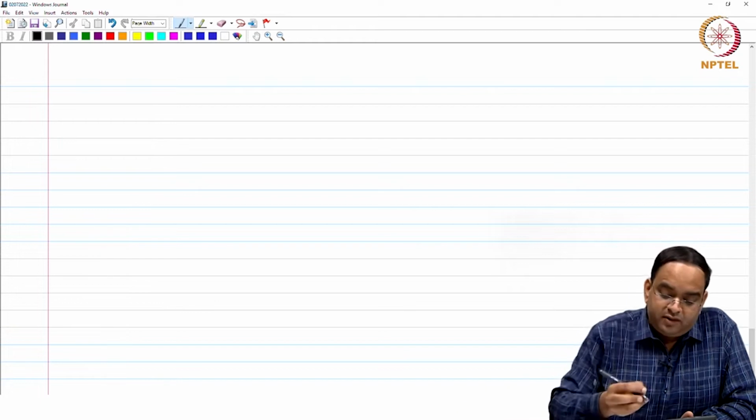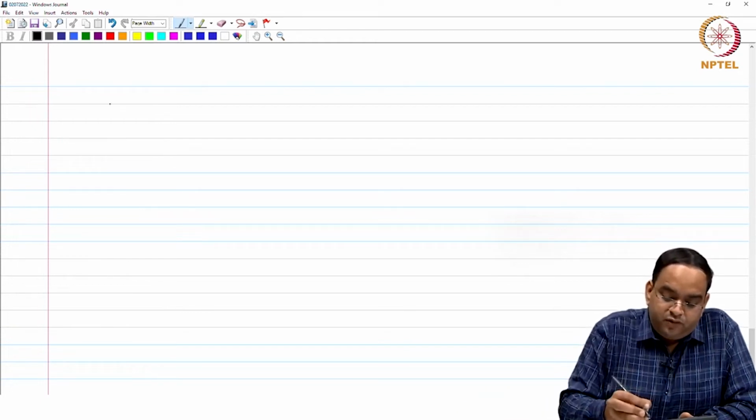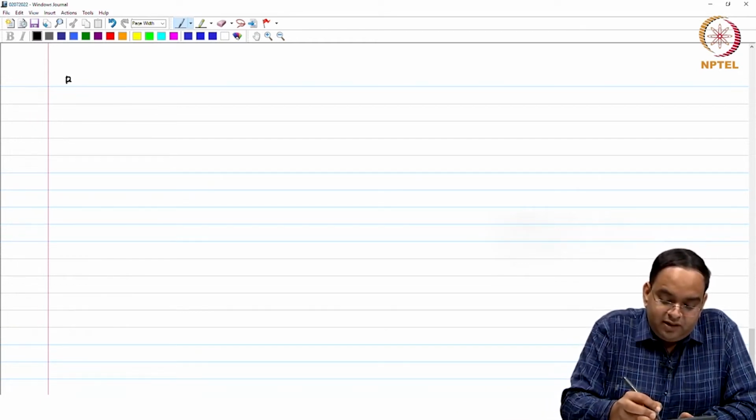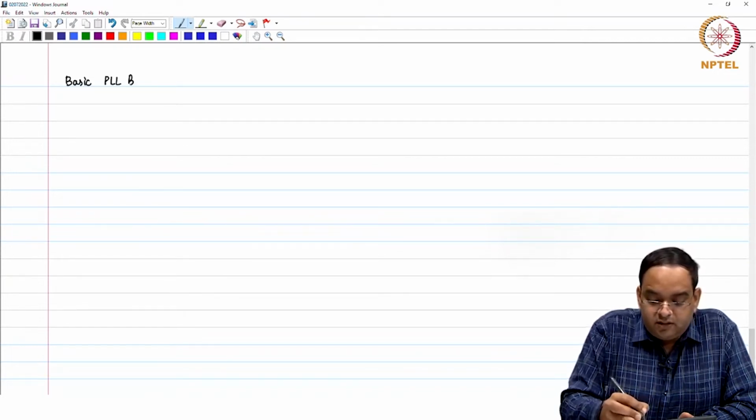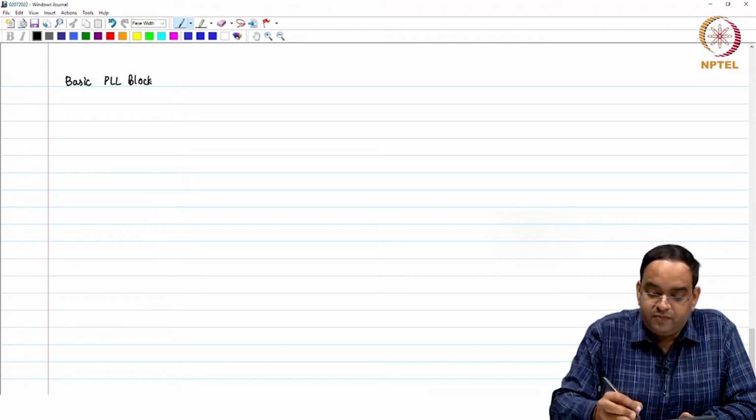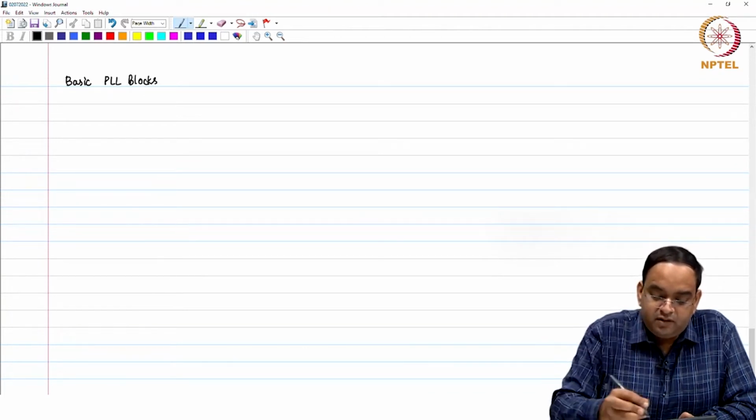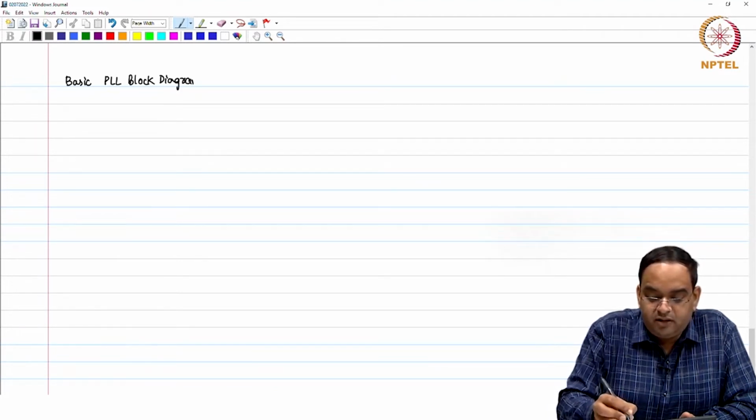Hello everyone, welcome to this session. Earlier, in the basic PLL, we have looked at different blocks for PD and PFD. So, let me just look at the basic PLL block diagram. I will first draw that.